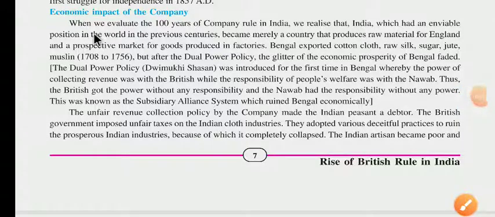Now, dear children, continuing chapter number 1, standard 9, subject social science. Our next topic is the economic impact of the company.